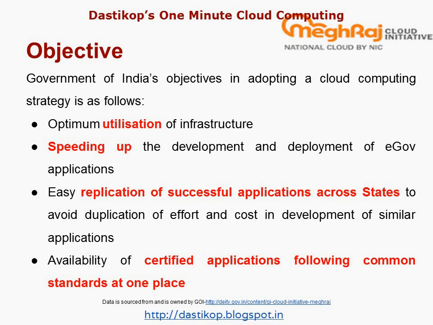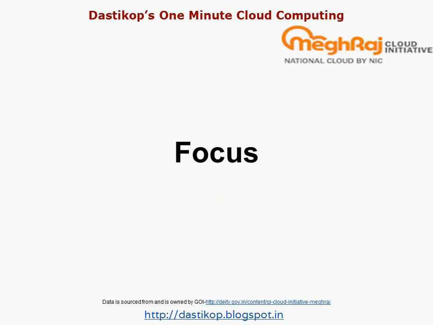And availability of certified applications following common standards in one place. Today, standardization is a means. For example, an education institution like an engineering institution has to undergo NBA and other accreditation. Similarly, a pollution control authority has to undergo certain kinds of regulatory compliances. Now, suppose there are certified applications available on the cloud, people can upload their data and get certified whether they meet the requirements or not. So these are the broad objectives of what we intend to achieve using the government cloud.